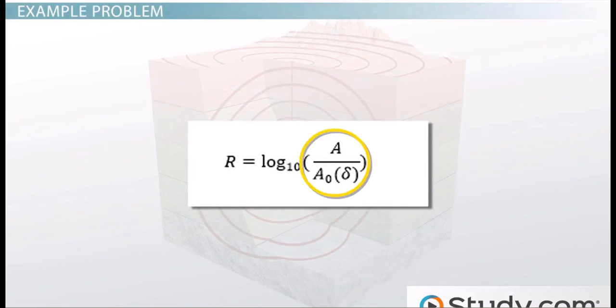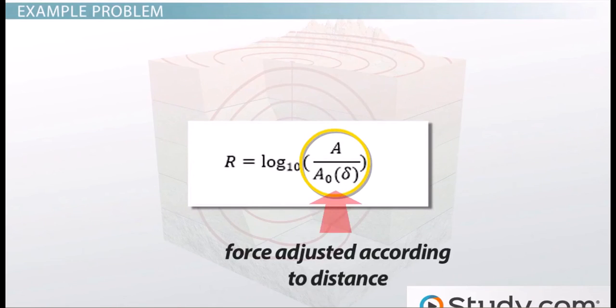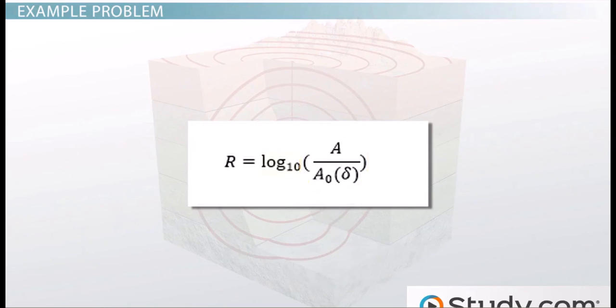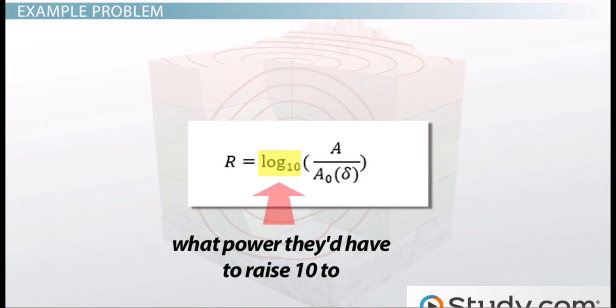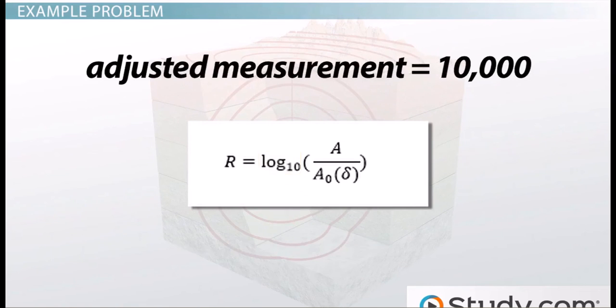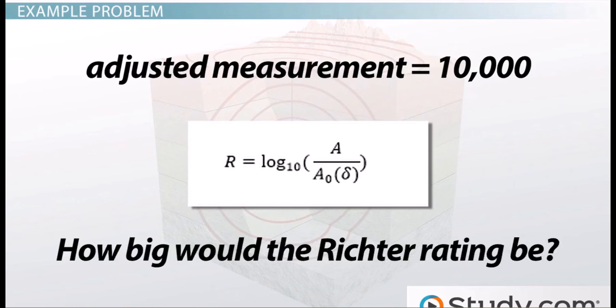Don't worry too much about this. This part is just an equation that takes the amount of force measured and adjusts it according to how far away the station is from the earthquake. The interesting part here is the logarithm. To get the number from 1 to 9, scientists calculate what power they'd have to raise 10 to get the adjusted measurement of force. Let's say that the adjusted measurement of the force of an earthquake was 10,000. How big would the Richter rating be?